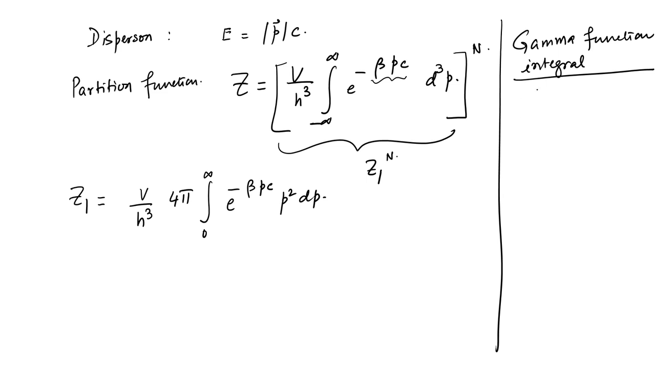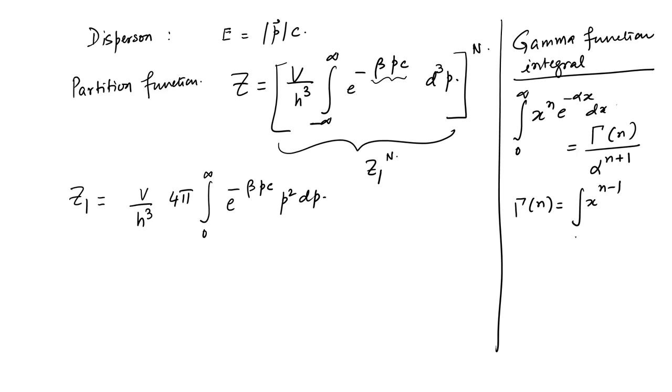And this is equal to the gamma function integral: the integral from 0 to infinity of x to the power n e to the power minus alpha x dx. This is equal to gamma of n divided by alpha to the power n plus 1. And in general, gamma of n is defined as the integral from 0 to infinity of x to the power n minus 1 e to the power minus x dx. Okay? So, this is a gamma function integral and it can be easily performed.